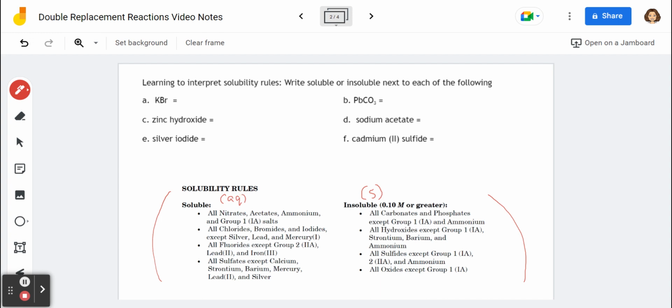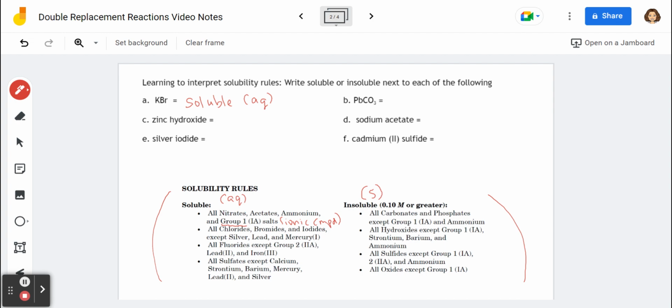Okay? So in this first one, potassium bromide, the first rule says all nitrates, acetates, ammonium, and group 1 salts are soluble. Group 1 is referring to all the metals in group 1. This idea of salts just means that it's an ionic compound. So that means any compound made with a group 1 metal will be soluble. So in A, potassium is in group 1, and so this would be a soluble compound, which means we would say that it was aqueous or able to dissolve.